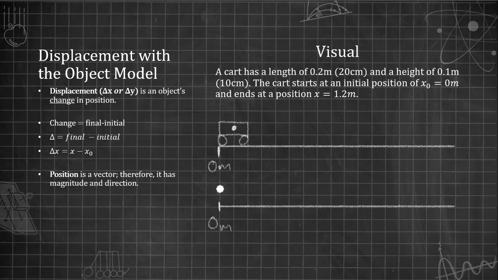And when we do the object model, that's really what we're dealing with. So we're dealing with a dot representing the cart moving instead of the whole cart moving. This is not what's actually happening in reality. This just makes the physics a little bit easier to visualize.